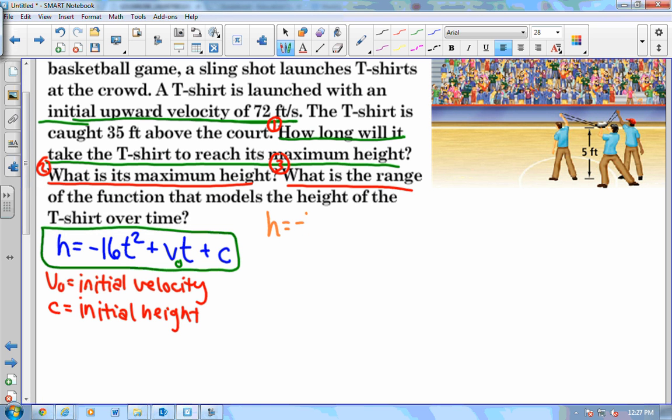H equals negative 16. Do we know T? Do we know the time? No, that's one of the questions. How long? That's one of the questions. Plus V naught. Do we know the initial velocity?